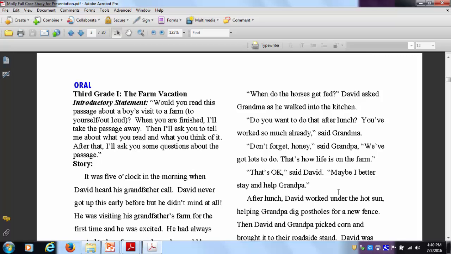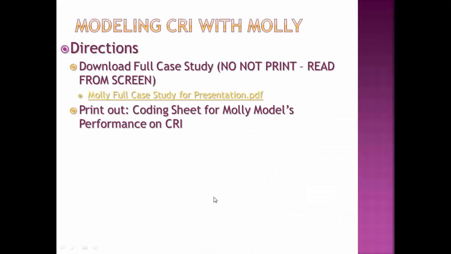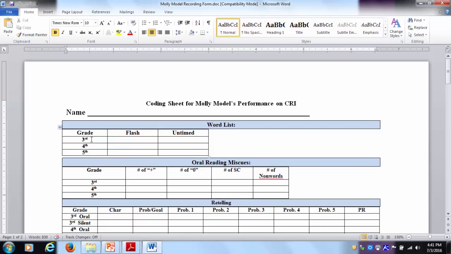As you can see, this is a PDF file, which means you won't be able to score it on your screen. So, what have we done for you? We provided you with a coding sheet that will enable you to transcribe the scores that you give right onto this form. So let's study the form. We begin with word lists. As you can see, there were 3 grade levels, and for each individual grade level, you will provide a flash score and an untimed score.